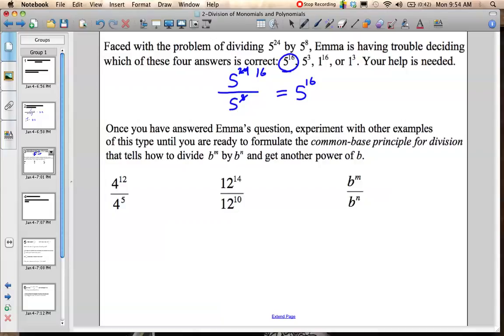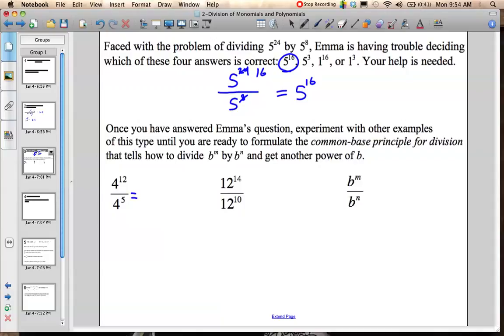Okay, so now let's think about what's going on here. How am I getting 16 from a 24 and an 8? How did I get some of those values before? I got a 3 from a 7 and a 4. I got a 5 from a 9 and a 4. So I have 12 of them on top, 5 on the bottom, or down here now, I have 4 to the 12th divided by 4 to the 5th.